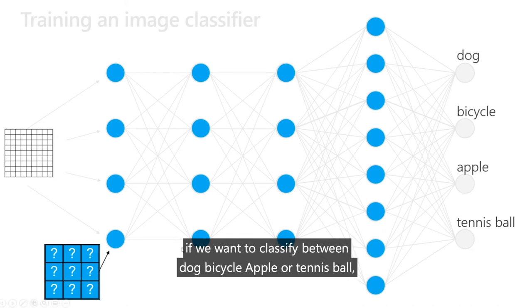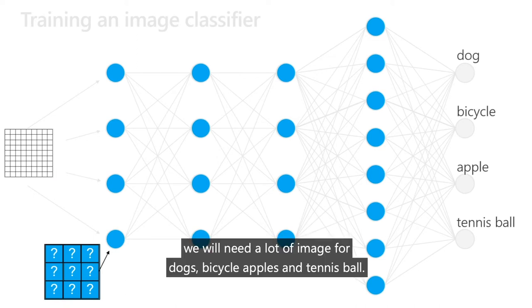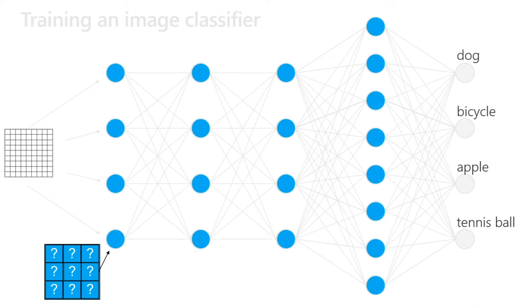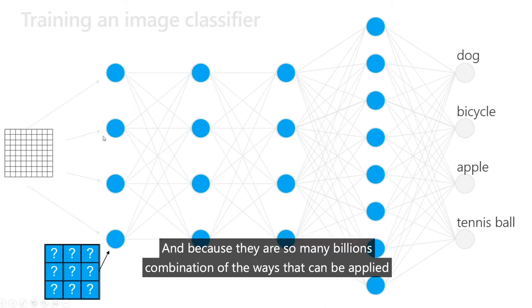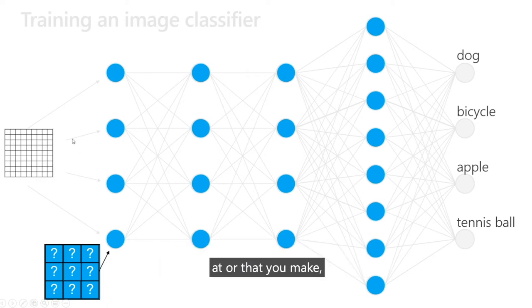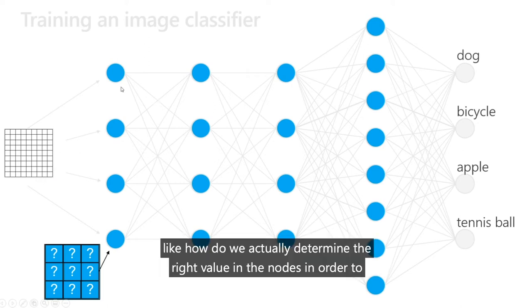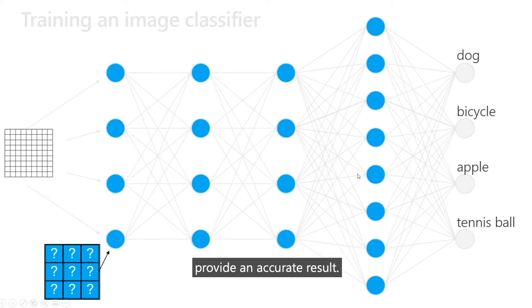So for example, if we want to classify between dog, bicycle, apple, or tennis ball, we would need a lot of images of dogs, bicycles, apples, and tennis balls. And because there are so many millions of combinations of the weights that can be applied for the image, how do we actually determine the right value in the nodes in order to provide an accurate result?